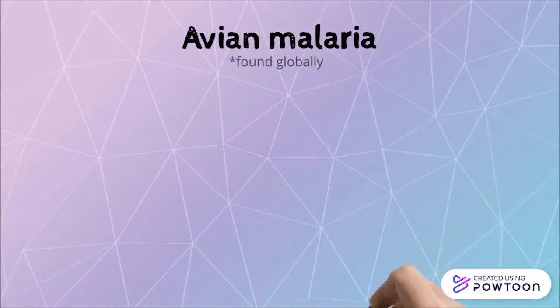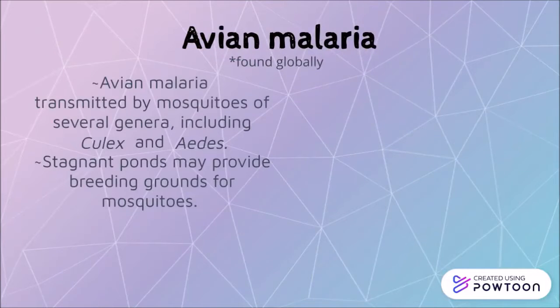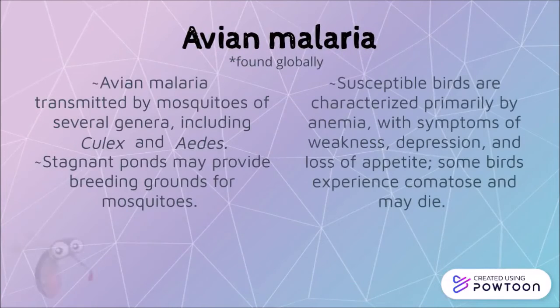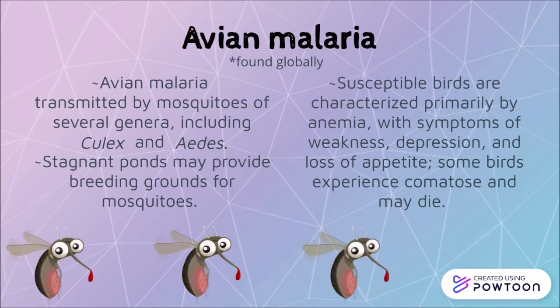Now on to avian malaria. This disease can be transmitted by mosquitoes of several genera including Aedes. Stagnant ponds are the breeding grounds for the mosquitoes. Susceptible birds are characterized primarily by anemia with symptoms of weakness, depression, and many more.